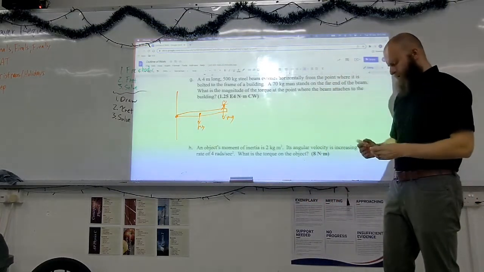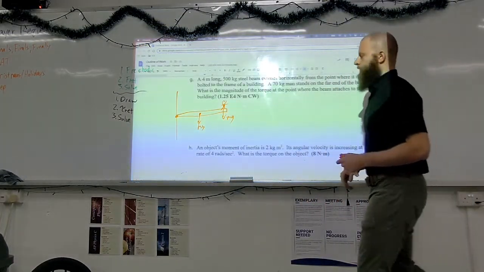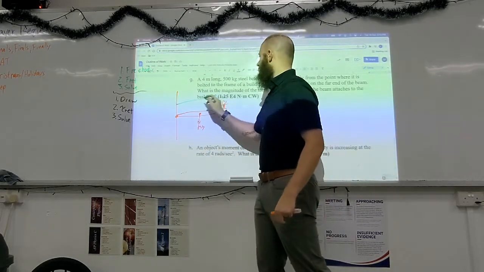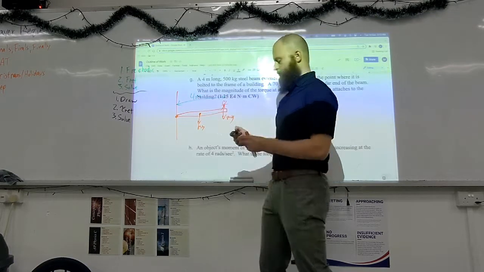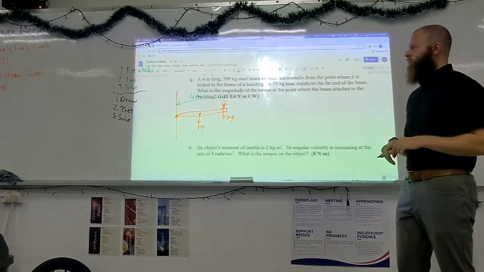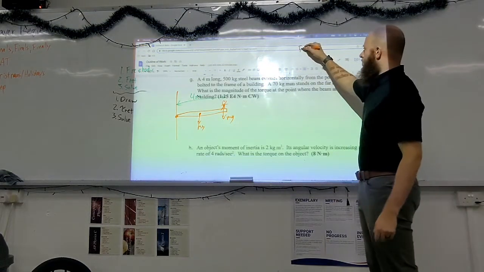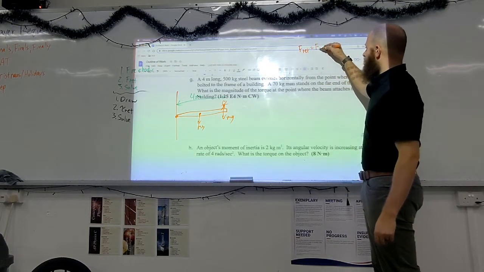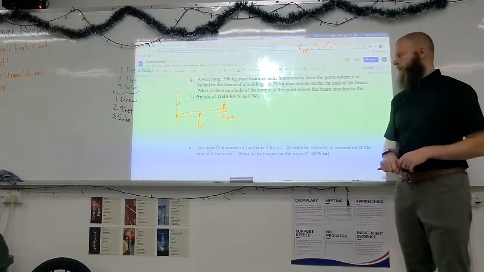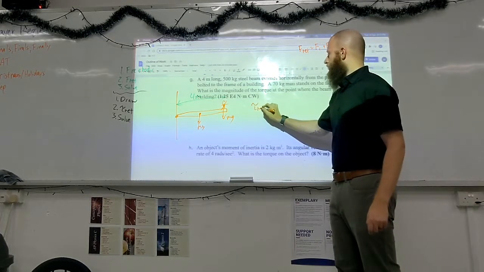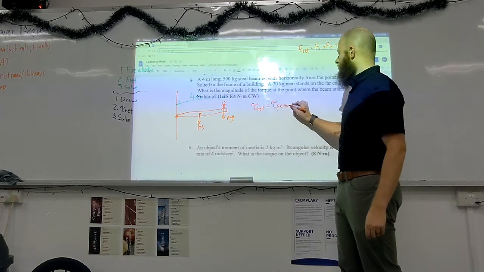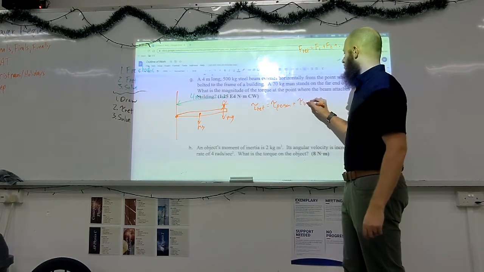So then I also want to go ahead and just make sure I put the distances here, or at least one. So this full thing is 4 meters. Just like I would do for F, where I would say something like F net equals F1 plus F2 plus dot dot dot, I'm going to do the same thing here. So my torque net is equal to the torque from the person plus the torque from the bar.